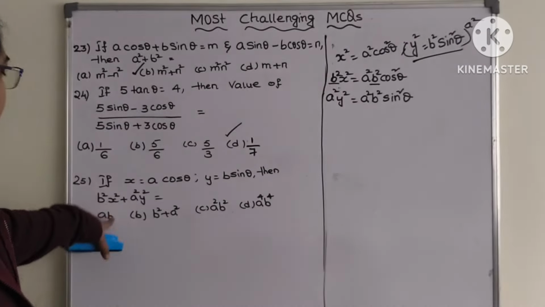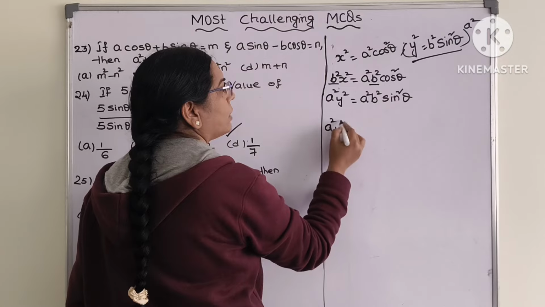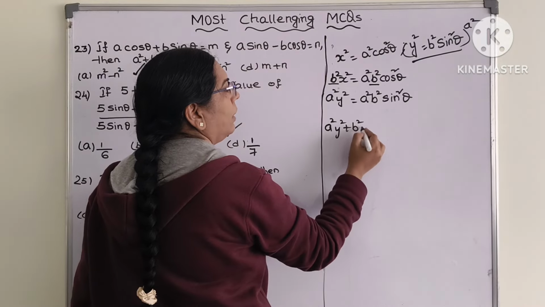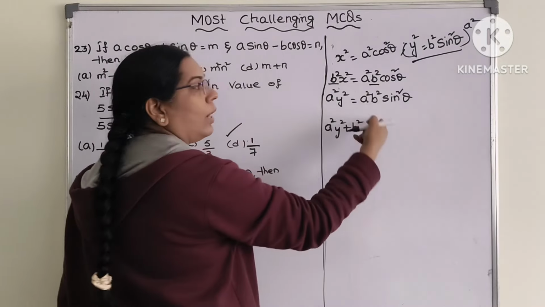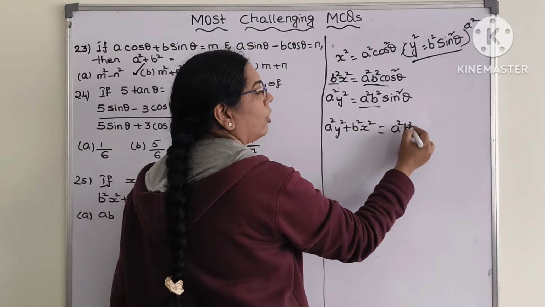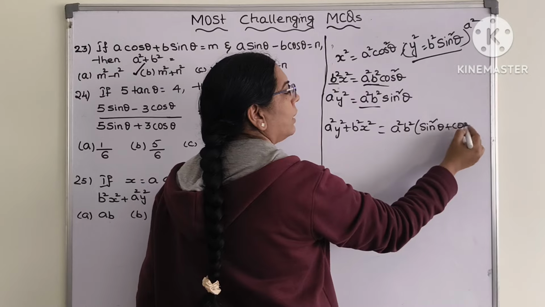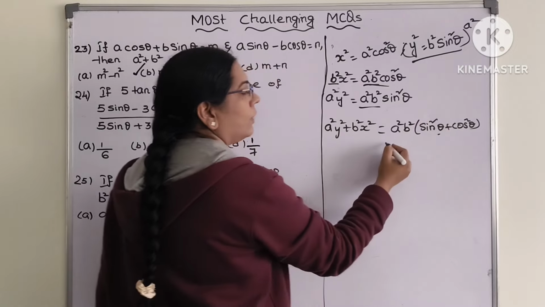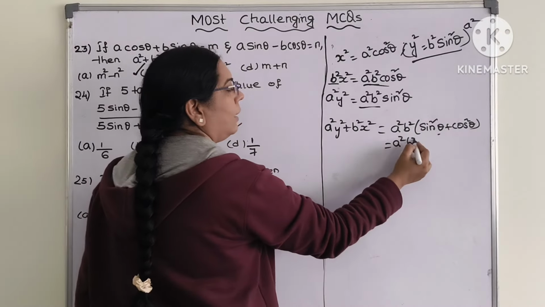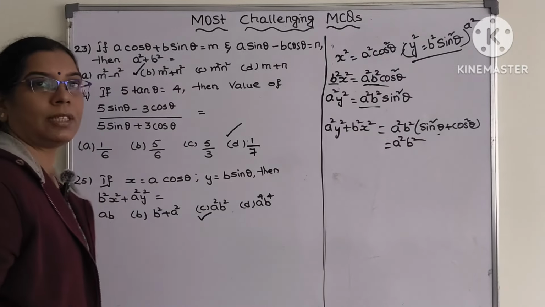Now, what is it that they are asking? The sum of these left hand sides. So, a square y square plus b square x square is equal to, add them. A square b square is common. So, take it common. You are left with sin square theta plus cos square theta. We know this is 1. So, the answer is a square b square, option C.